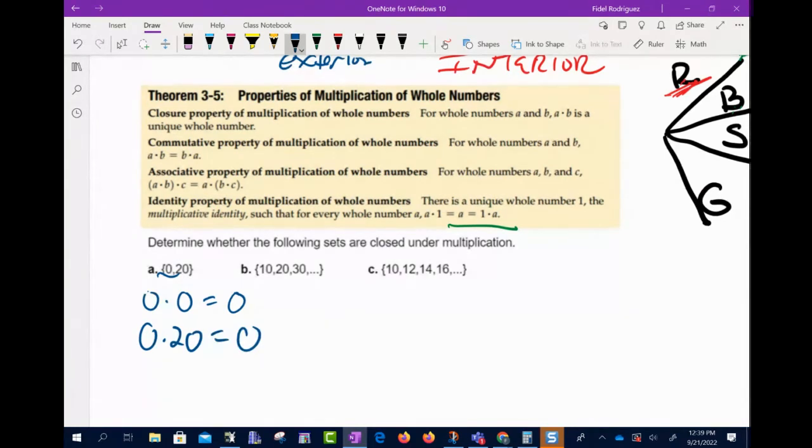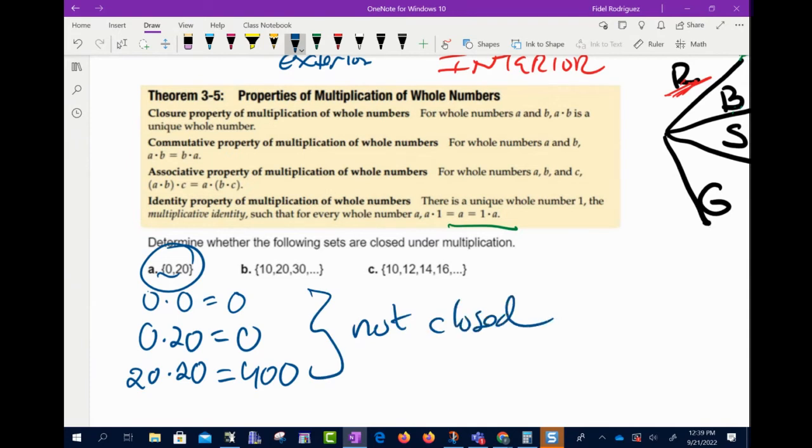Now, I don't really have to do 20 times 0 because of the commutative property. But what I need to know is, what's 20 times 20? Anybody know what 20 times 20 is? 400, right? Is that number in my set? No, it isn't. So for part A, it's not closed, because when I take 20 times 20, I get 400. That's not in that set of numbers there, okay?